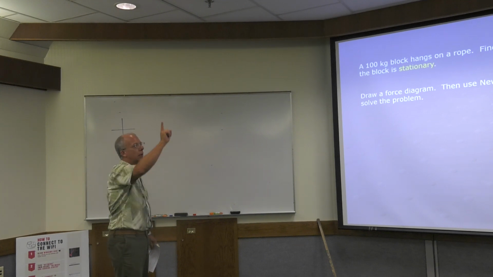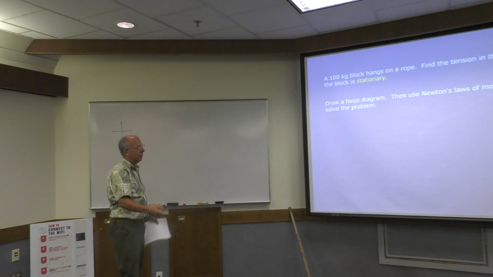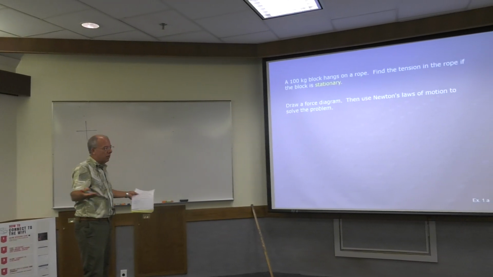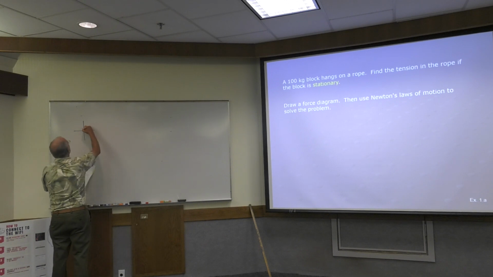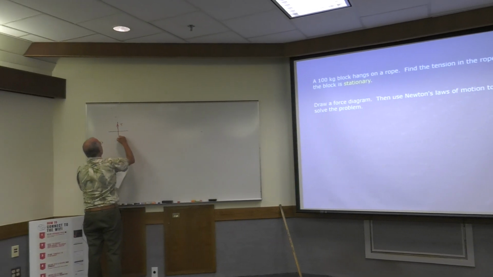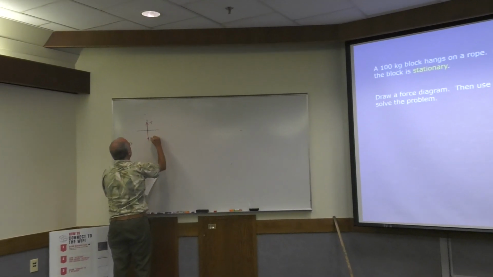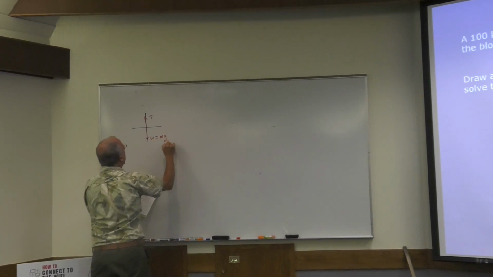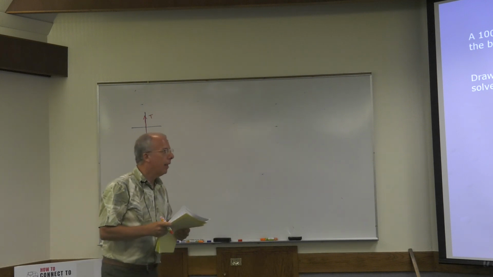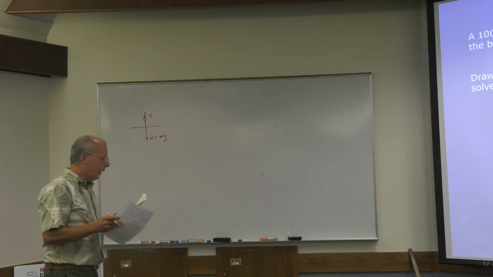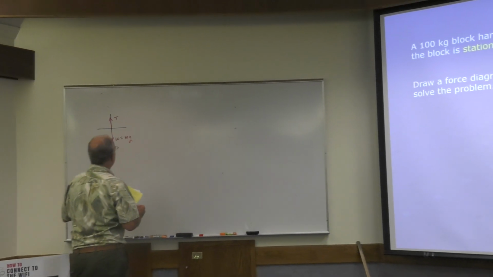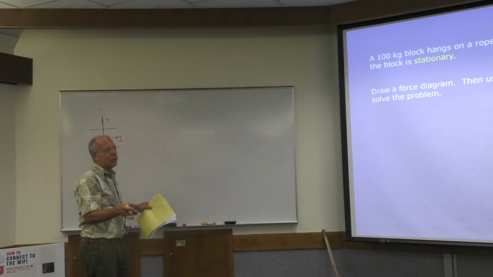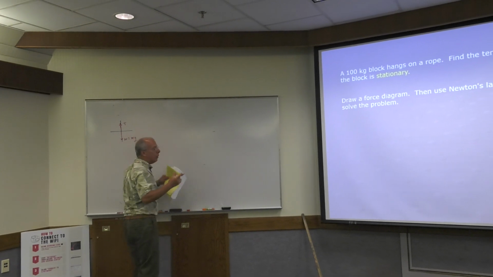So what are the forces acting on that block? Well, there's tension and there's gravity. That's it. There's nothing else, right? There isn't a normal force because there's no surface. All right, so you just draw the force diagram. There's the tension and there's the weight, which equals mg. Now, it says the block is stationary. Well, that's good, right? If it's stationary, it's not accelerating. So this is an equilibrium problem.